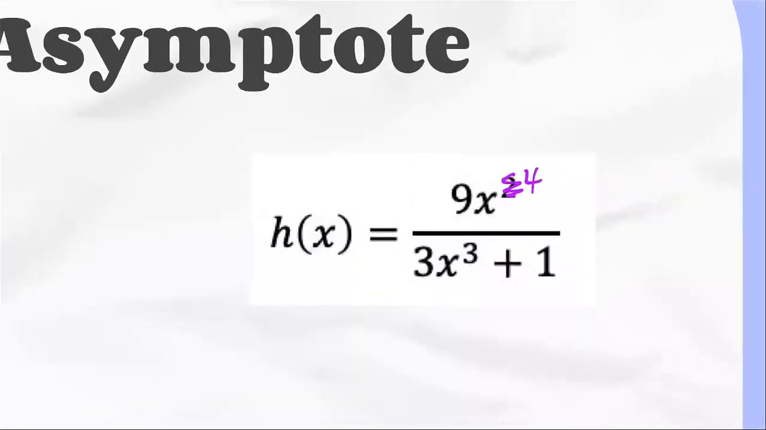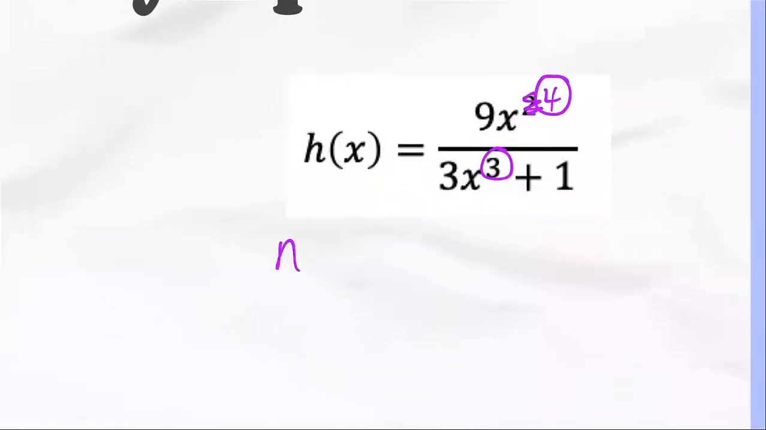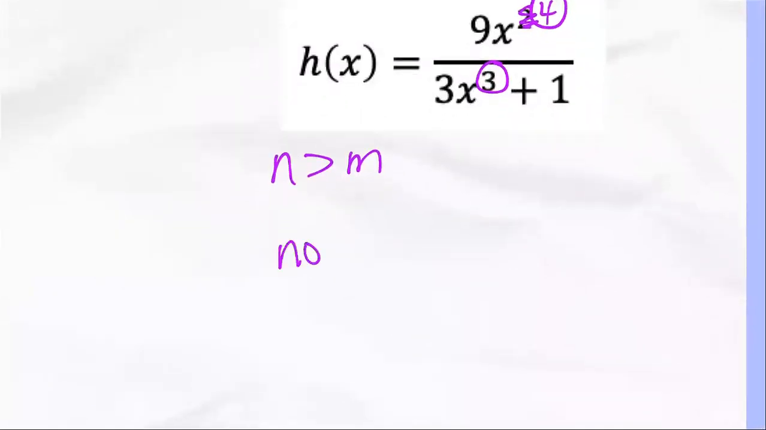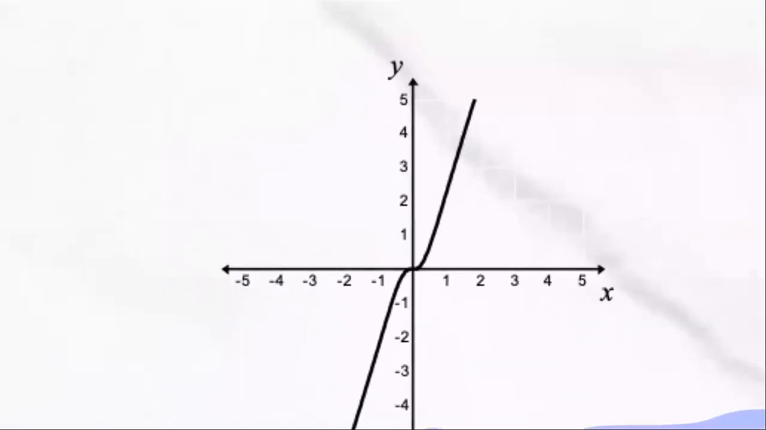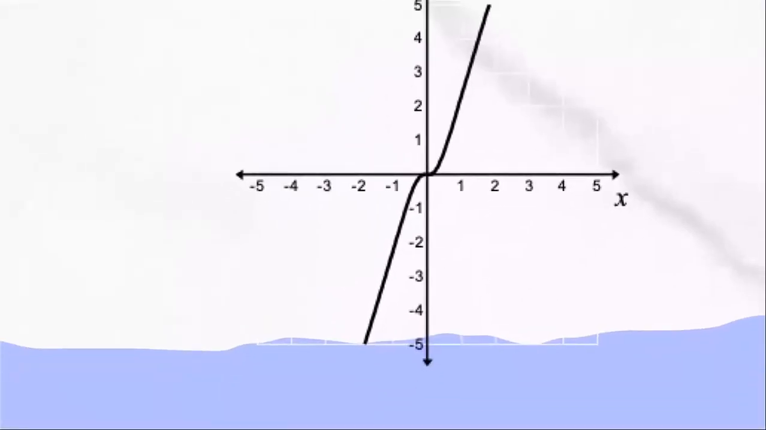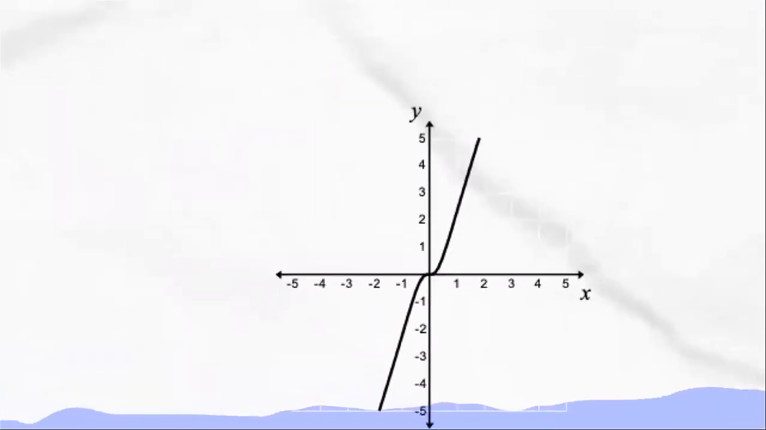Okay, so now the degree of the numerator is 4. Degree of the denominator is 3. So this is where the numerator is bigger than the denominator, and there is no horizontal asymptote. And if we look at the graph, you can see there is no place where it looks like it's flattening out, no place where it's hitting that barrier for the horizontal asymptote.